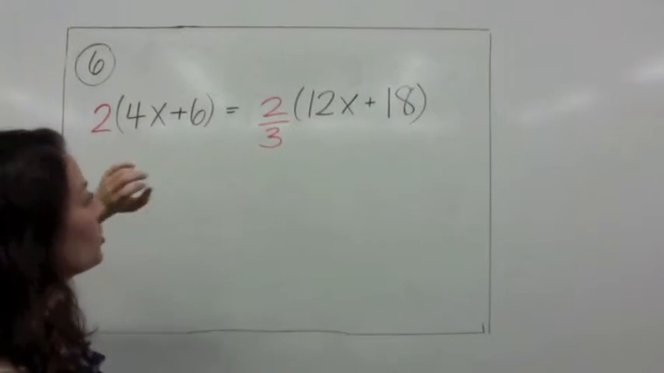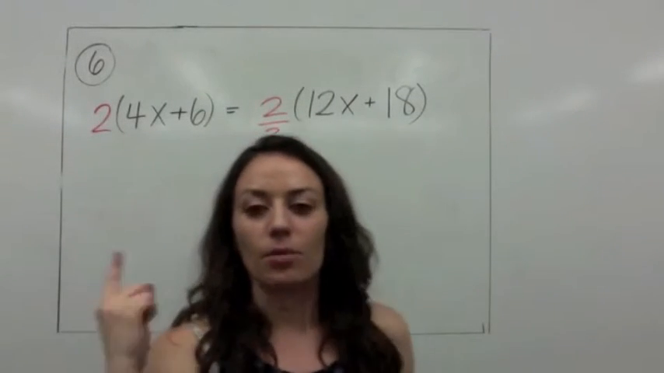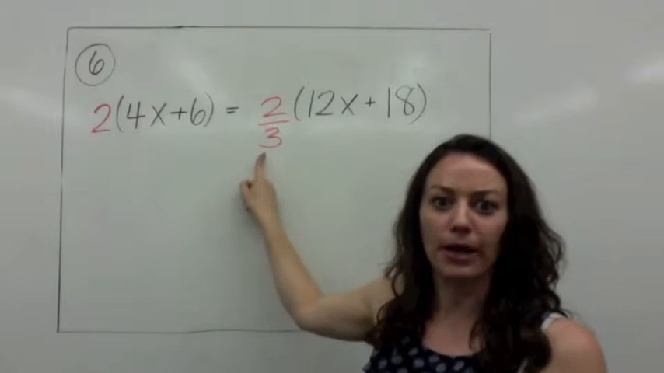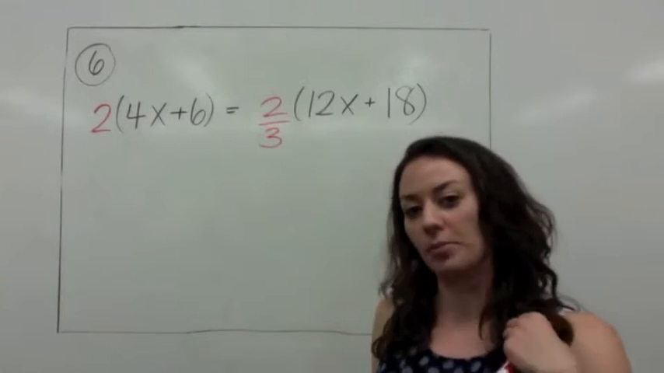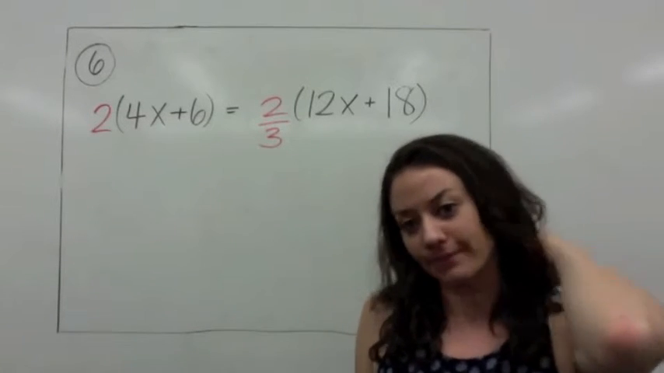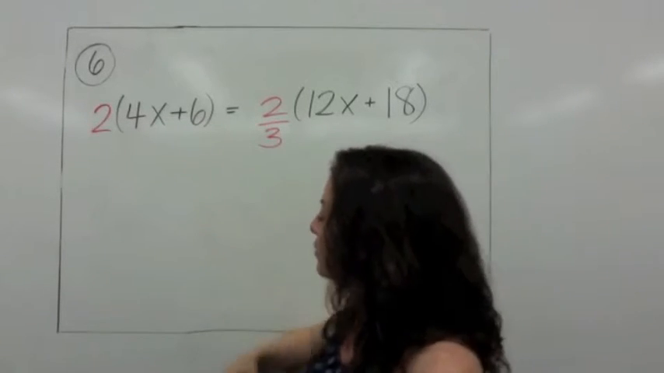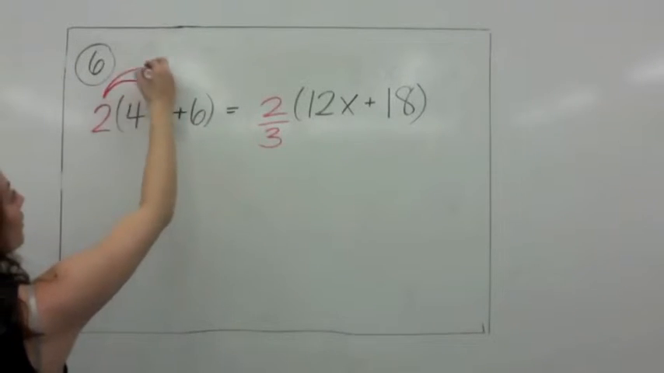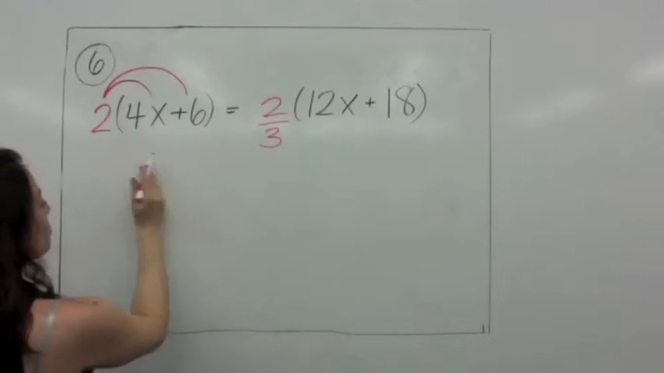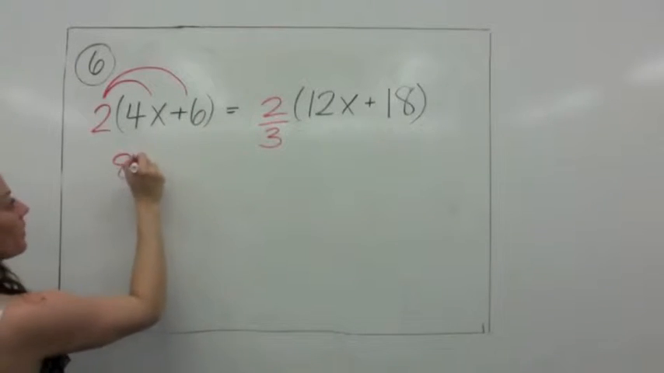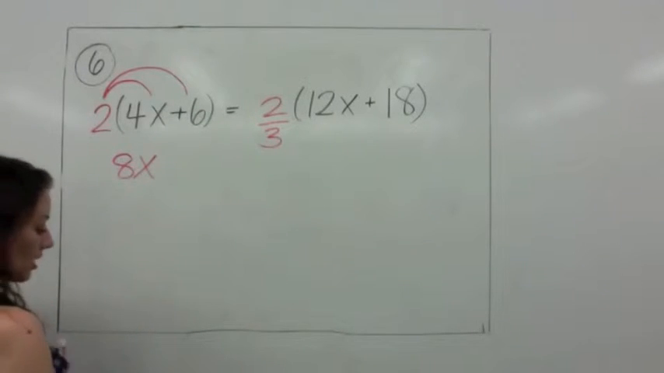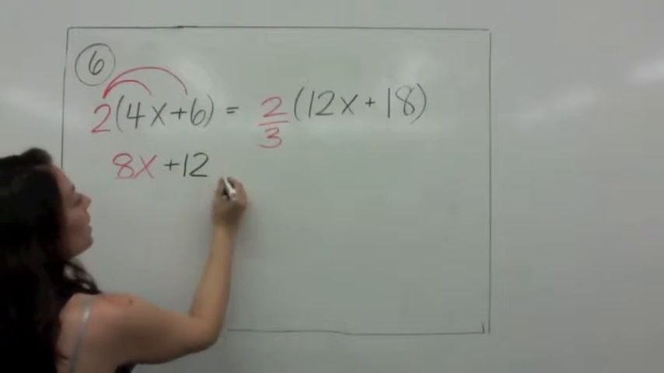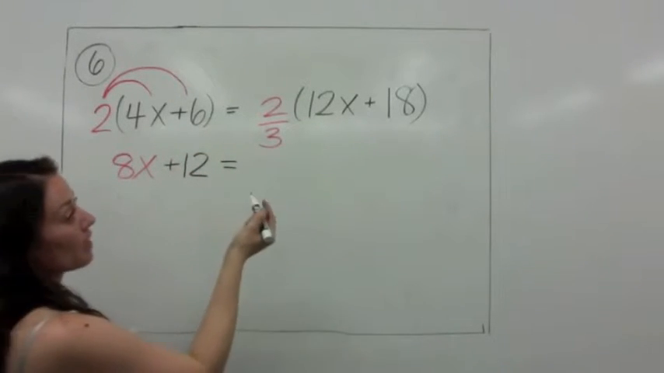Okay, so here's another equation with variables on both sides. The one difference is here, you're going to distribute a 2, but here, oh no, we have to distribute a fraction. That's horrible. But it's actually really easy. So let's distribute on the left first. We're going to do 2 times 4x, distribute, multiply. What's 2 times 4x? It's 8x, very good. And what's 2 times 6? It's 12.